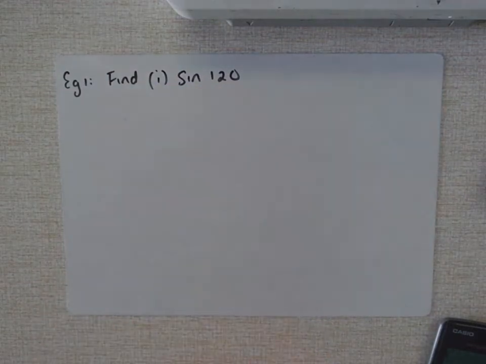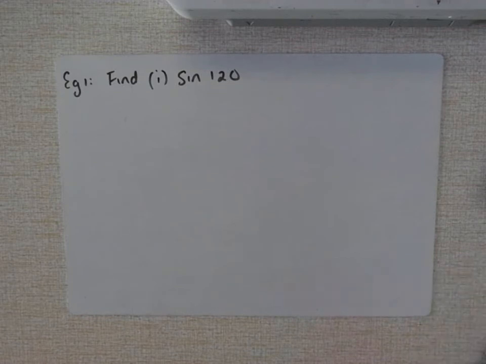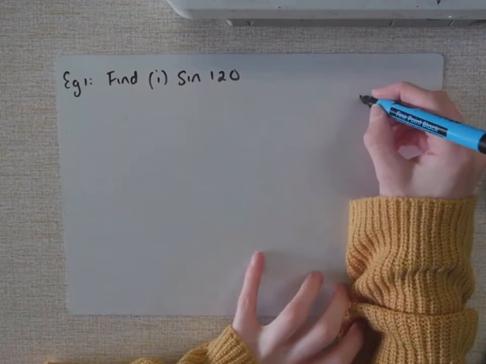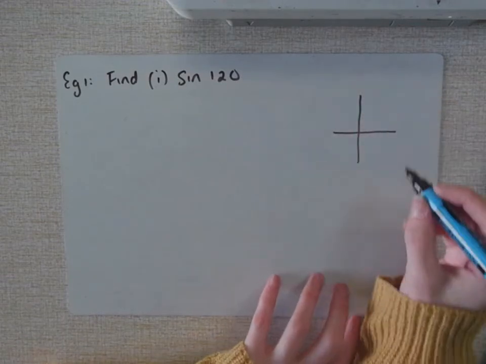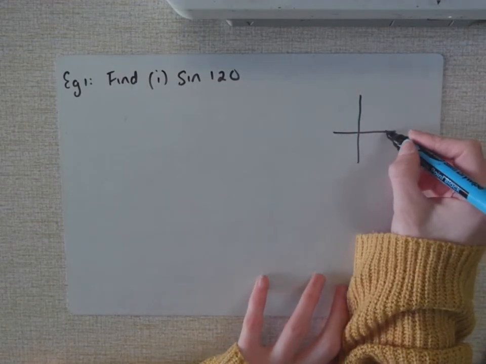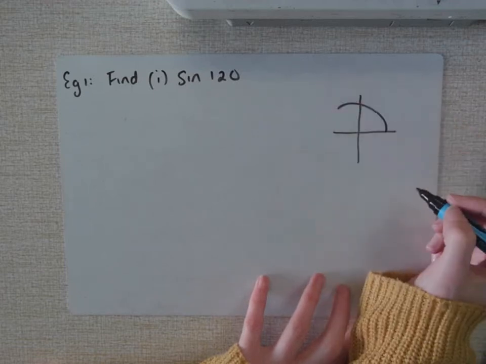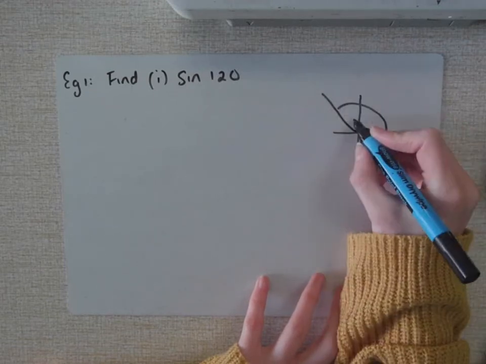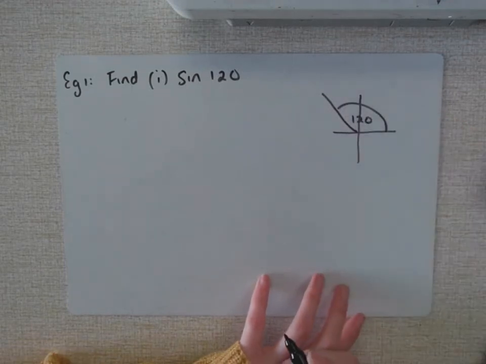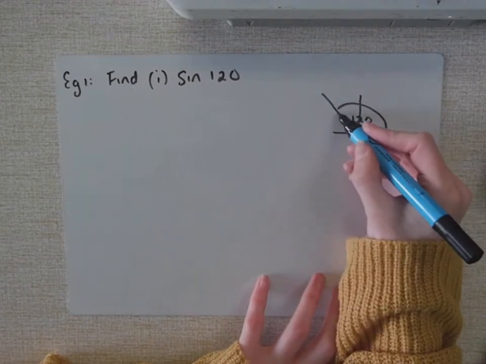Okay, find sine of 120. Your calculator absolutely does this for you, but we may need this to answer more questions. So sine of 120, if I draw it, where is 120 going to be? Not here, it's going to be over there, isn't it? So that's 120.